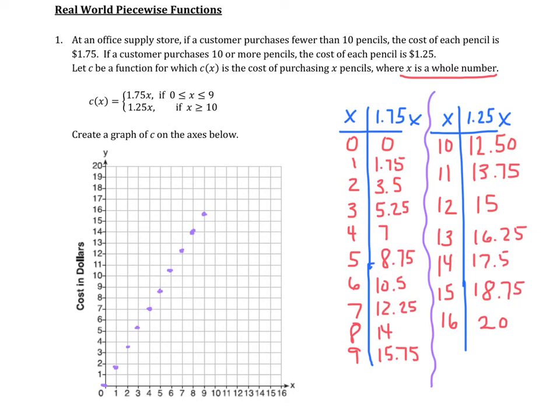And again, these are solid dots. So 10, I start all the way up here at 12 1/2. So I make a solid dot there at 10, 12.5. Then 11 is 13.75. 12 is 15. 13 is 16 1/4. 14 is 17.50.